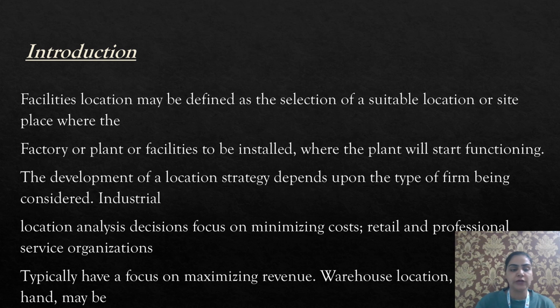First, I would like to introduce what facility location actually is. Facility location may be defined as the selection of a suitable site where the factory, plant, or facility is to be installed, where the plant will start functioning. The development of a location strategy depends upon the type of firm being considered.